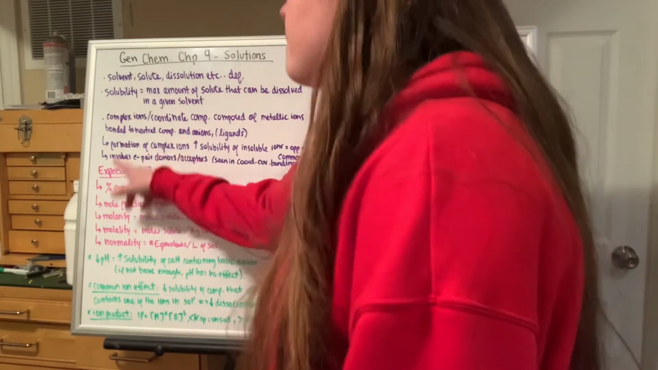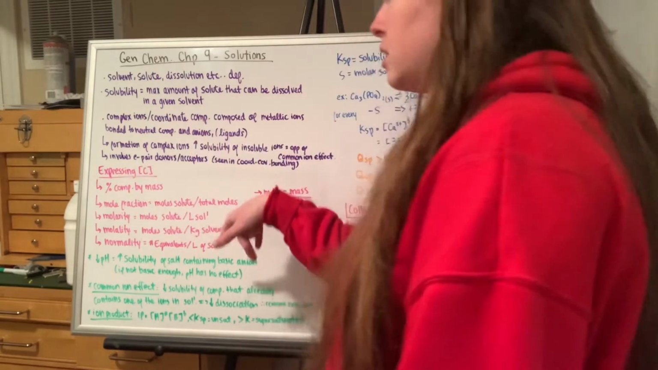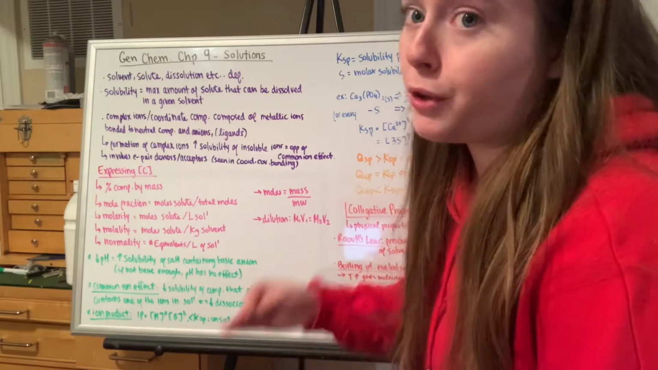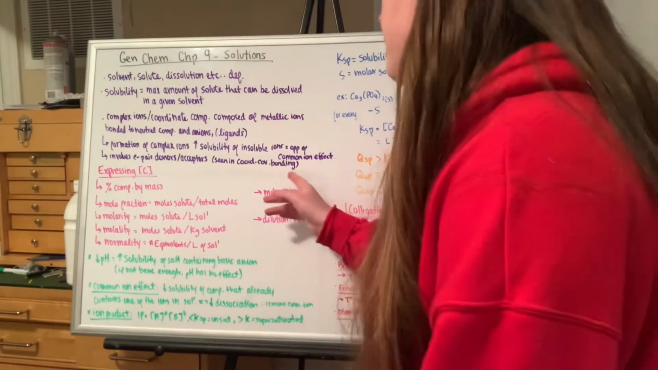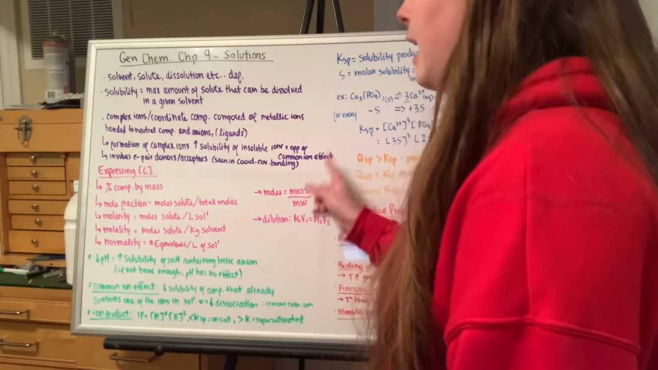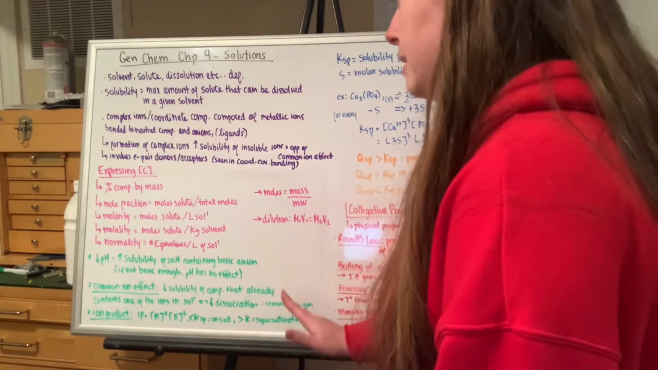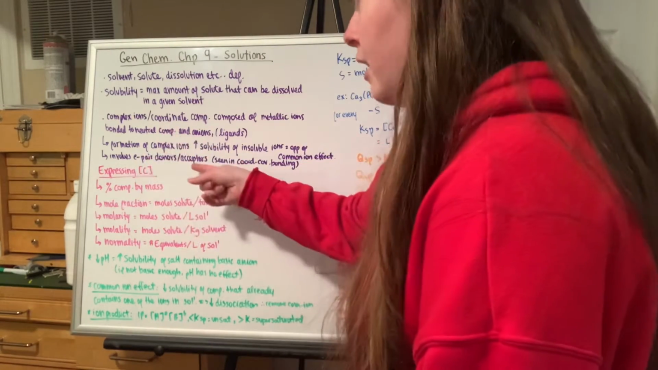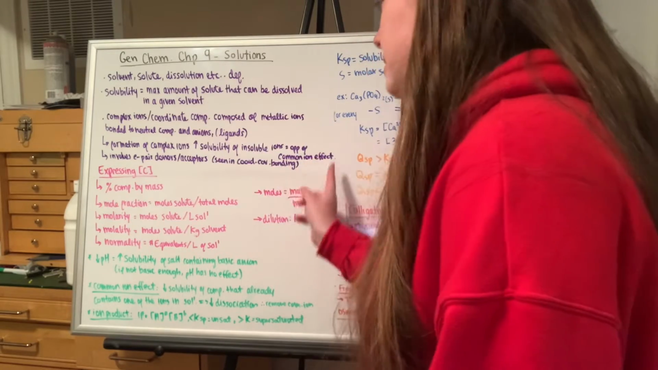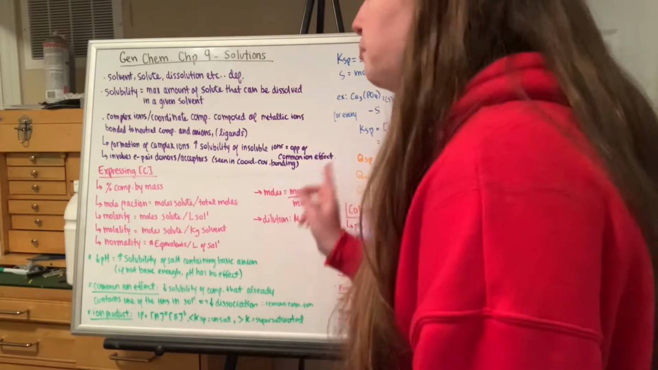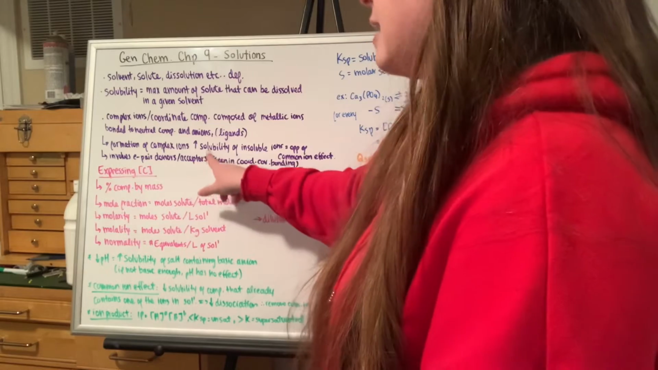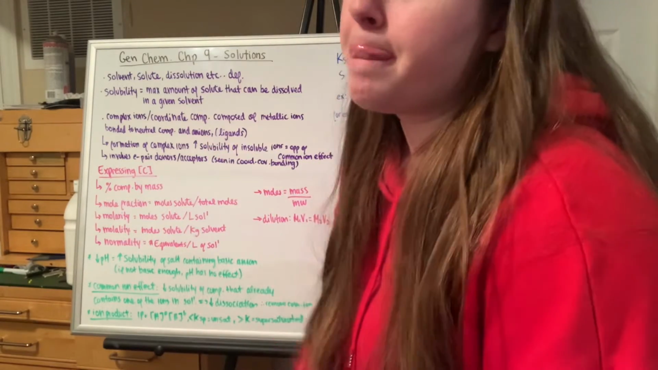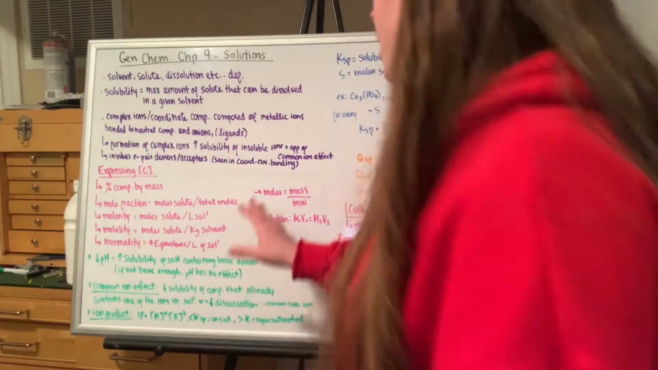And the formation of those complex ions increases the solubility of an otherwise insoluble compound. This is the opposite of the common ion effect, which we'll talk about in a moment, but you can just make note of that for now. So formation of complex ions is the opposite of the common ion effect, because the formation of complex ions increases the solubility of an otherwise insoluble molecule or compound.